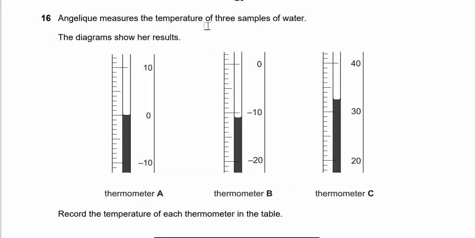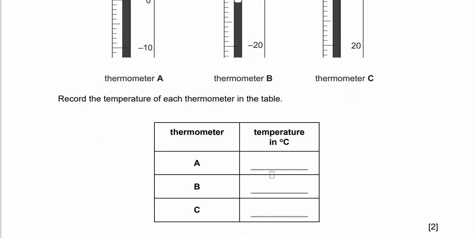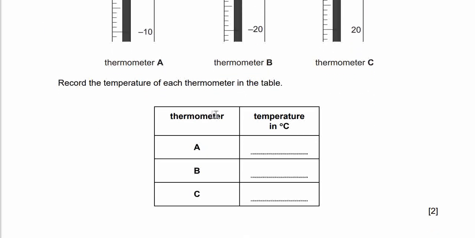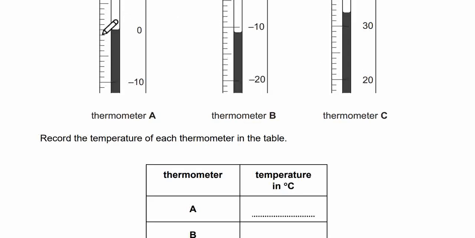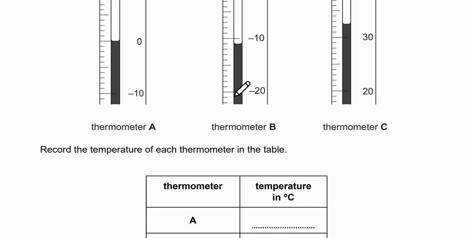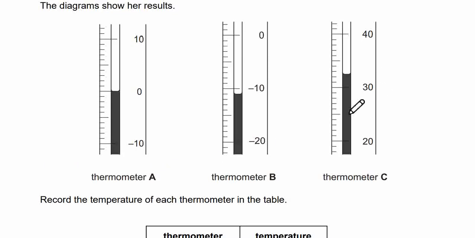Angelique measures the temperature of 3 samples of water. The diagram shows results A, B, and C. Record the temperature of each thermometer in the table. So we see this one, the meniscus. This is 0. This one is here, -10. So go to 20. So one step is 1. So -11 for B. And for C is above 30 and between 30 and 40.